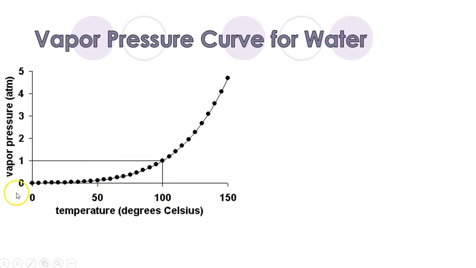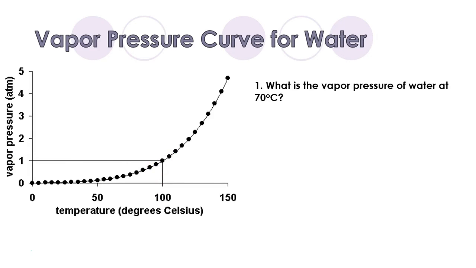Let's take a look at this vapor pressure curve, specifically for water. On the y-axis, you have vapor pressure measured in atm, and on the x-axis you have temperature measured in degrees Celsius. So this is a curve that shows vapor pressure for water. We want to interpret this curve and talk about the different parts of it. Right here at 1 atm and 100 degrees Celsius, that's when we have something that is going to boil because our atmospheric pressure is going to equal our vapor pressure.